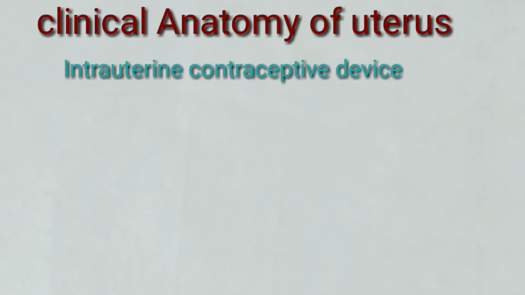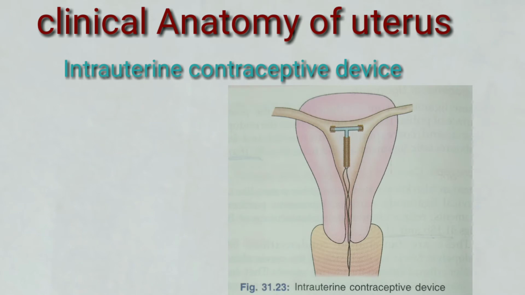Now come to the intrauterine device. The intrauterine device is also called a coil. It is a small, often T-shaped, birth control device. Here you can see the T-shape. It is inserted into the uterus to prevent pregnancy.